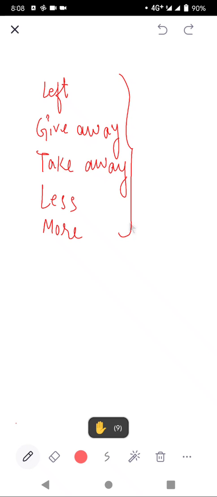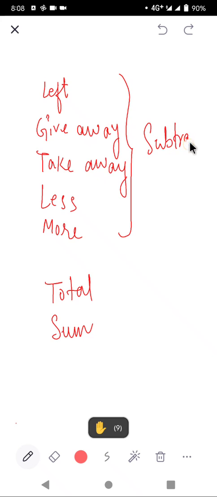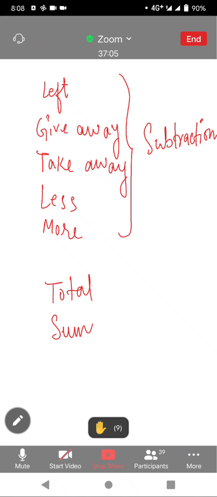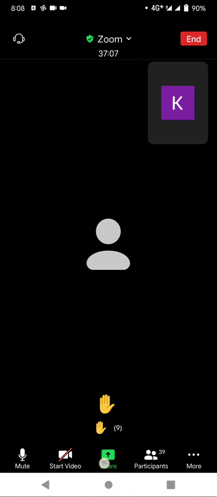In addition, some words are there for addition also, like total, sum. Like this we have some words for addition. These words are for subtraction. So now come to worksheet 4. Let's do it.